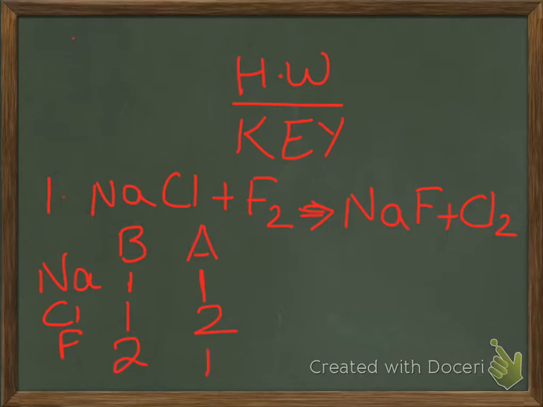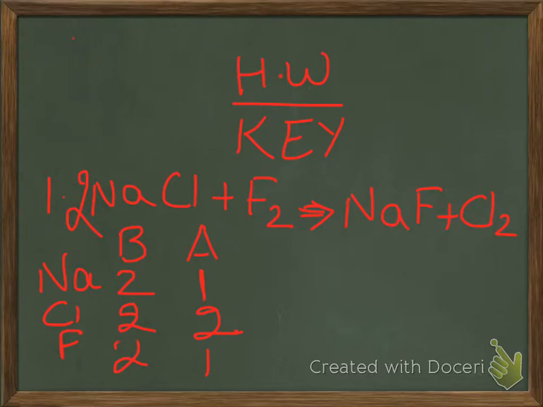So how will we solve this equation? As we know, chlorine atoms are 2 on the other side, so we'll put 2 in front of NaCl here. Then what happens? Then chlorine will become 2 and 2. So it's balanced. Now what will happen for sodium? Now sodium will become 2. Now in after also, it's 1.